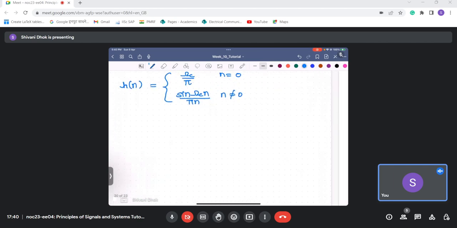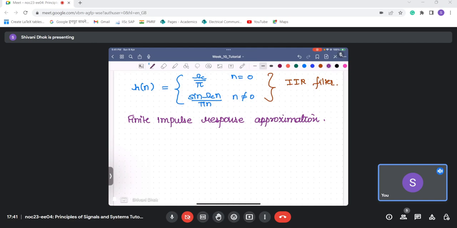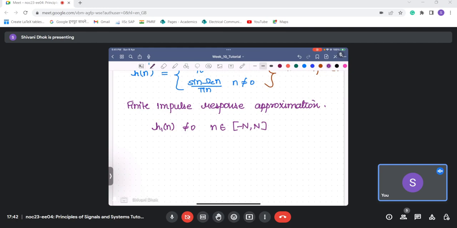Now if we observe this equation, n is not equal to 0 means it is ranging from minus infinity to infinity, which means that this is an infinite impulse response, that is an IIR filter, and we need to find its finite impulse response approximation. So next thing that we need to find is the finite impulse response approximation. That is to find h1[n] such that, and note that this h1[n] is not equal to 0 for n belonging to minus N to N. Okay, and this h1[n] is non-zero from minus N to N, and it is equal to 0 otherwise.